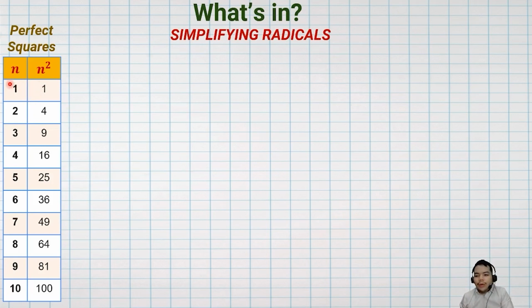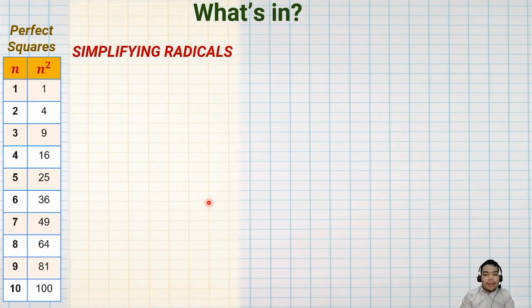So if you square 1, 1 times 1 or 1 squared will be equal to 1. For example, 6 squared or 6 times 6 will be equal to 36. So this column represents the perfect squares. Those are numbers that are the result from the square of the different numbers from 1 to 10. So from that, we will study about simplifying radicals.